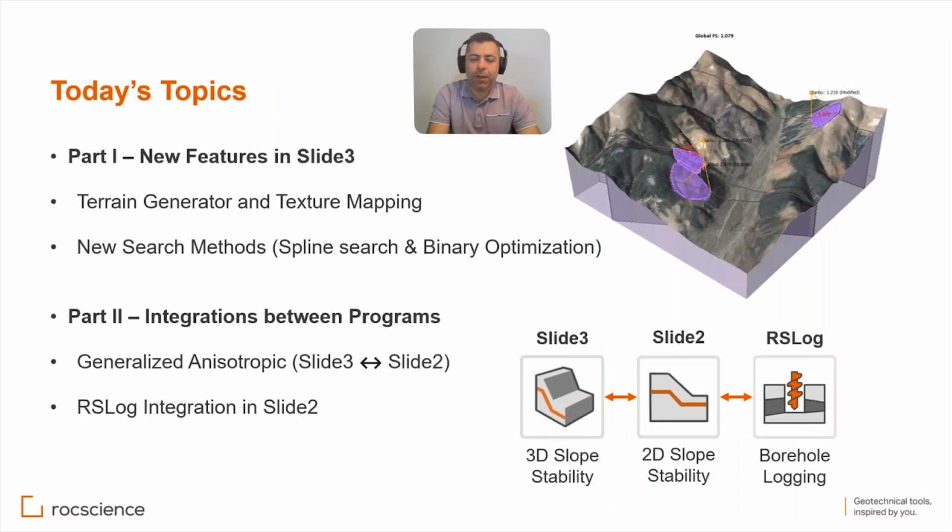So in today's webinar, we have two parts in our presentation. First part, Terence is going to talk about new features in Slide3, including terrain generator and texture mapping. And then he's going to talk about his developments, basically new search methods, including spline search and binary optimizations for weak layer. In the second part, Brigid is going to talk about integrations between programs, including Generalized Anisotropic, Slide2 and Slide3, and integration of Slide2 software with the RSLog software.